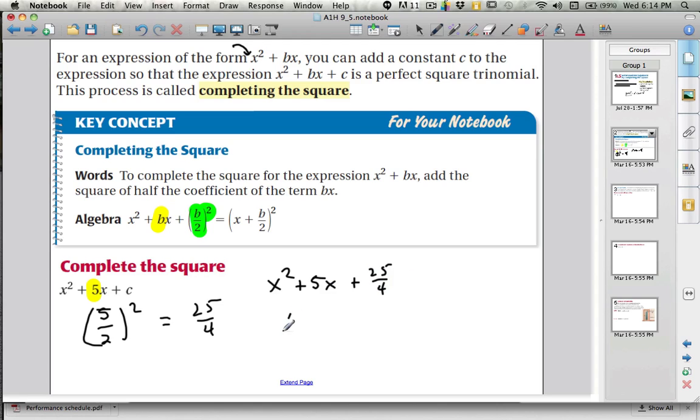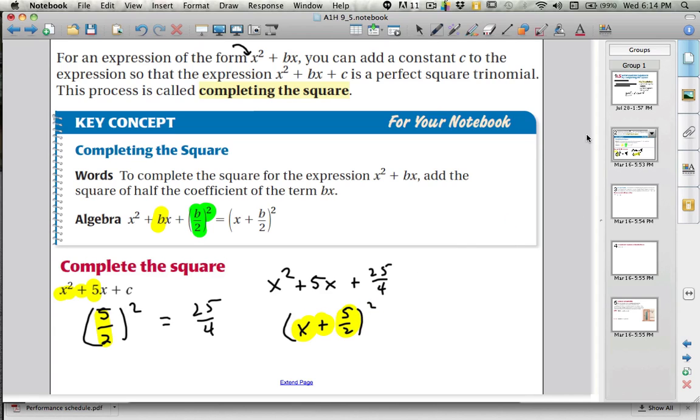And what this is going to factor down to is x plus 5/2 squared. And what it always is, is going to be this item, and this item become here, here, and here.